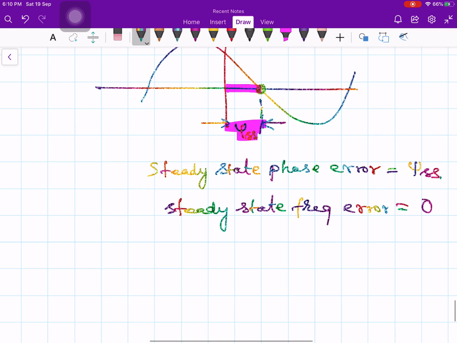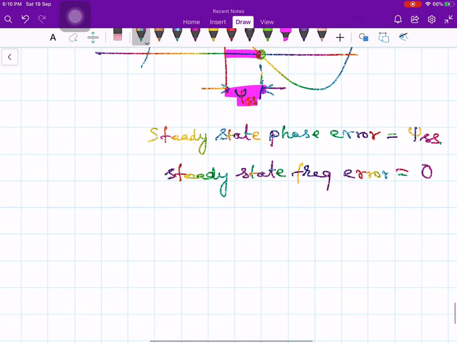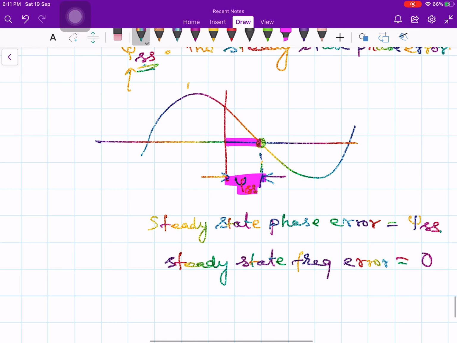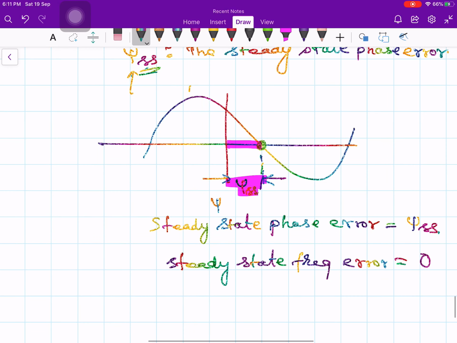The second part is we will try to figure out how the locking actually occurs. Till now we discussed the loop in the locked condition. If it is in the locked condition, then we said psi equal to 0. So this is my point. By any chance it moves towards the right side, and it reaches a stable point. So this is the quasi steady state.